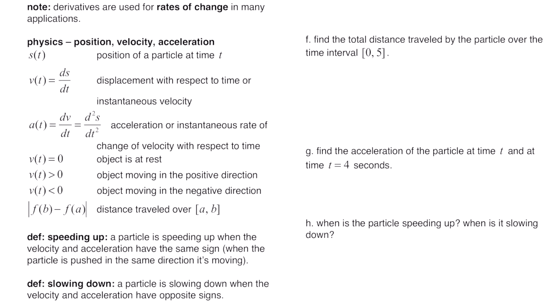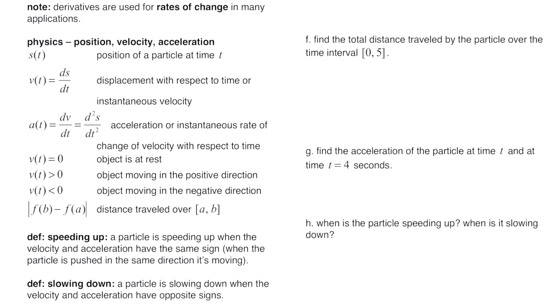And then if you take the derivative again, you're going to get acceleration. So acceleration is the derivative of velocity, or the second derivative of the position function. And again, it's written out as acceleration or instantaneous rate of change of velocity with respect to time. If you're asked to find when the object is at rest, that means you're taking the velocity and setting it equal to 0 and solving for time.